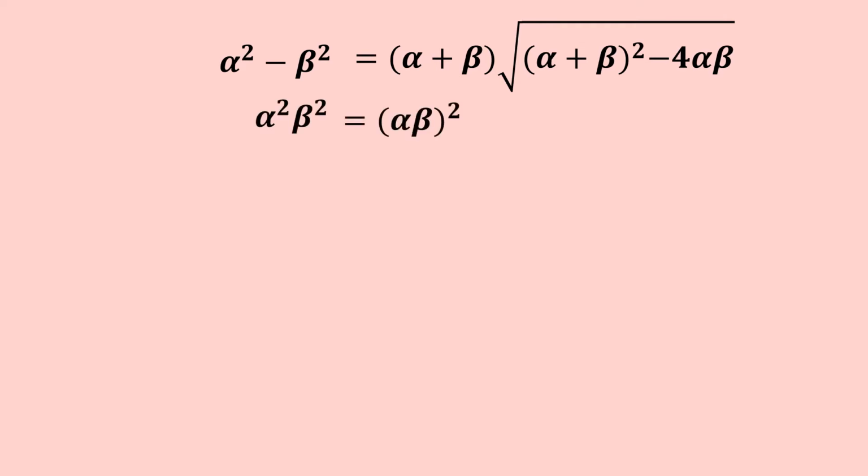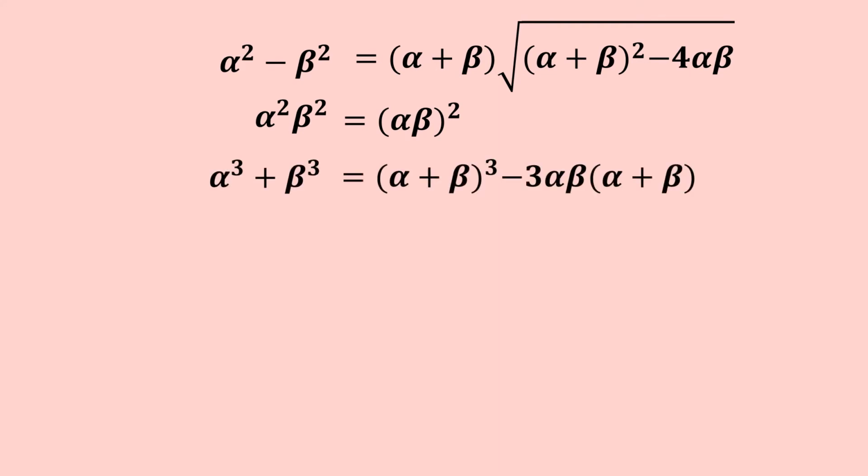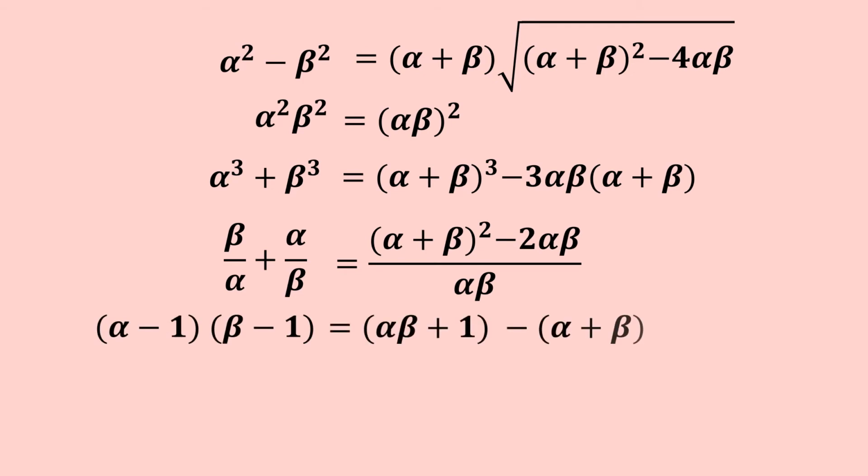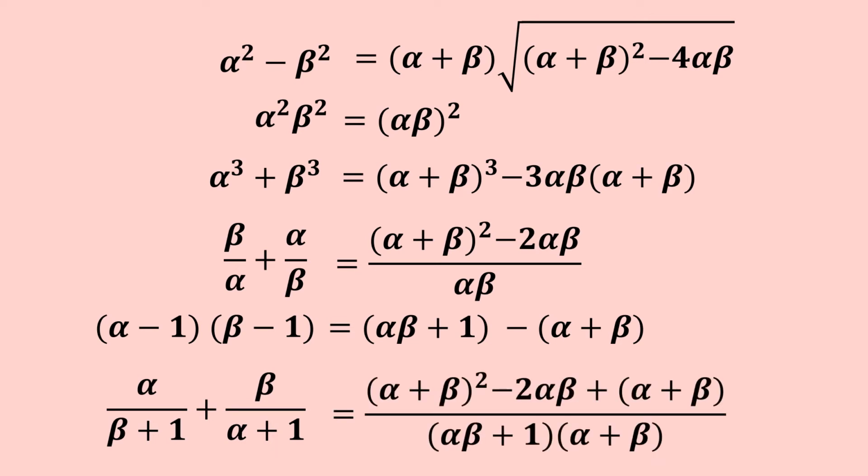Alpha squared beta squared will be alpha beta squared. Alpha cubed plus beta cubed will be alpha plus beta cubed minus 3 alpha beta times alpha plus beta. Beta over alpha plus alpha over beta will be alpha plus beta squared minus 2 alpha beta over alpha beta. Alpha minus 1 times beta minus 1 will be alpha beta plus 1 minus alpha plus beta. Then alpha over beta plus 1 plus beta over alpha plus 1 will be alpha plus beta squared minus 2 alpha beta plus alpha plus beta over alpha beta plus 1 times alpha plus beta.